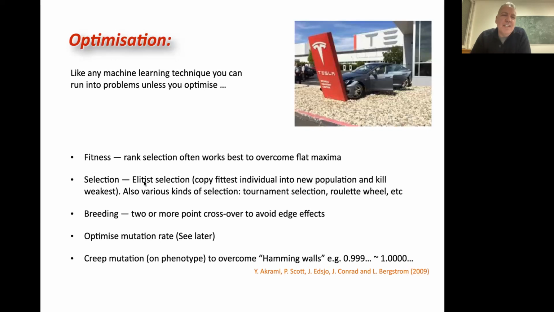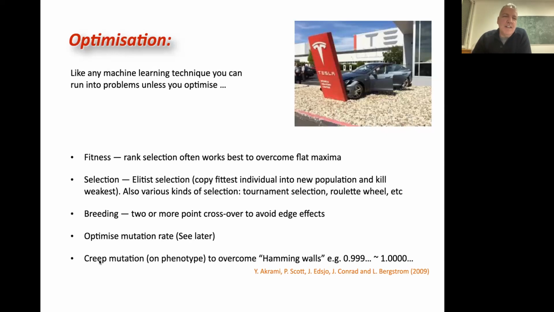There's also something called elitist selection, which is basically that you always copy the fittest individual into the new population, so you don't lose the fittest individual. The best fitness never goes down. And then there are other things you can do, which is to have more point crossover to avoid edge effects, and also you can optimize the mutation rate. There's an optimum mutation rate, which we'll see in a minute.